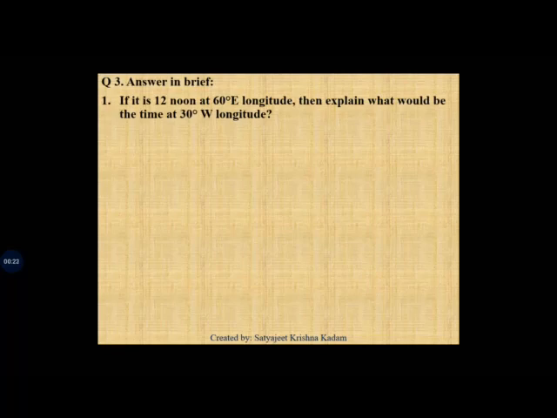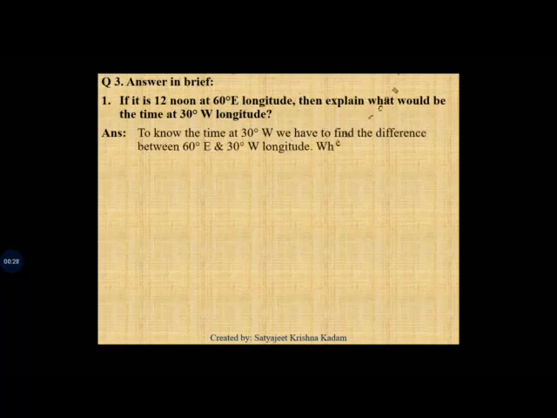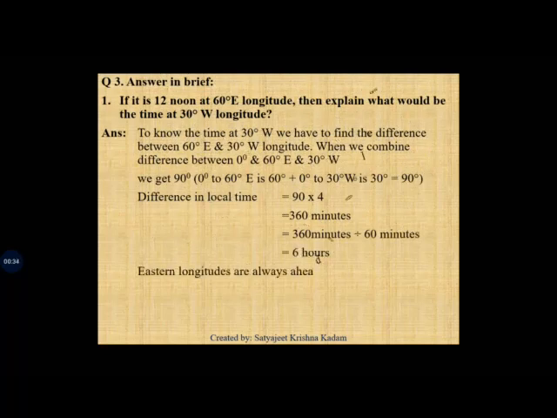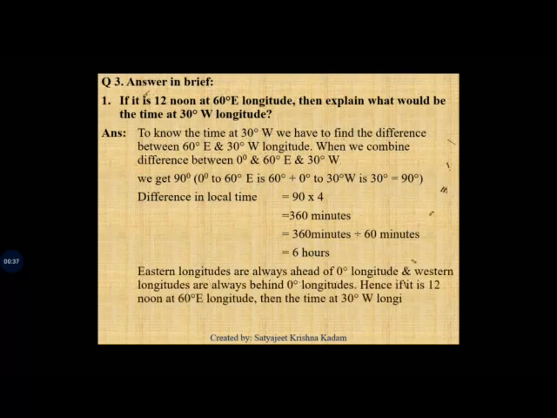Answer in brief. If it is 12 noon at 60 degree east longitude, then explain what would be the time at 30 degree west longitude. Answer. To know the time at 30 degree west, we have to find the difference between 60 degree east and 30 degree west longitude. When we combine the difference between 0 degree and 60 degree east and 30 degree west, we get 90 degree. In the bracket, 0 degree to 60 degree east is 60 degree plus 0 degree to 30 degree west is 30 degree is equal to 90 degree.